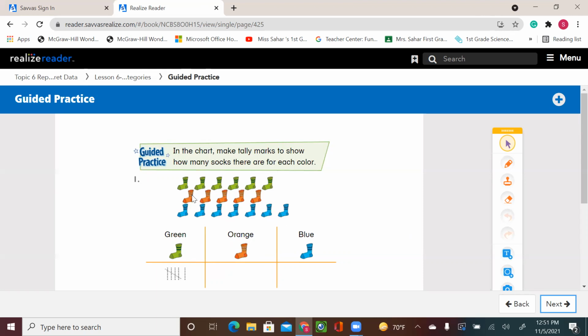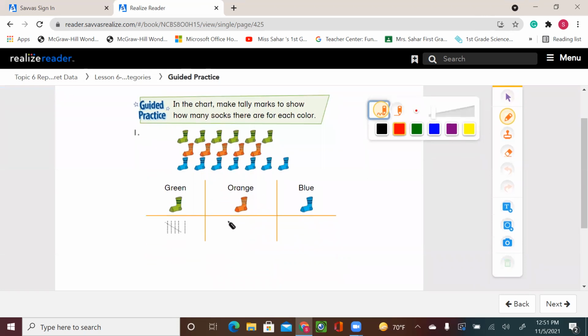Let's see the orange. 1, 2, 3, 4, 5. So for orange, we can use a tally mark to make a set of 5, which is 4 straight lines and 1 diagonal. So that's my 4. Then this is the 5th. So when I look at this mark, I know there are 5 orange socks.